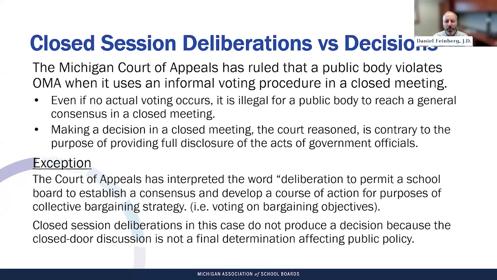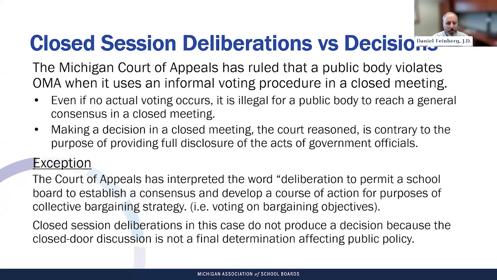As we were saying, deliberations are okay, decisions, no. The Court of Appeals has ruled that a public body violates the OMA when they use informal voting procedures in closed meetings. So your consensus building in your closed meeting, you can't come to a decision. You have to be very careful about that as you're getting closer to that point of where to draw the line and go, okay, so everyone got all their questions answered? Everyone's figuring out where they're going, okay, then you leave your closed session, go out into open session and come to your decision.